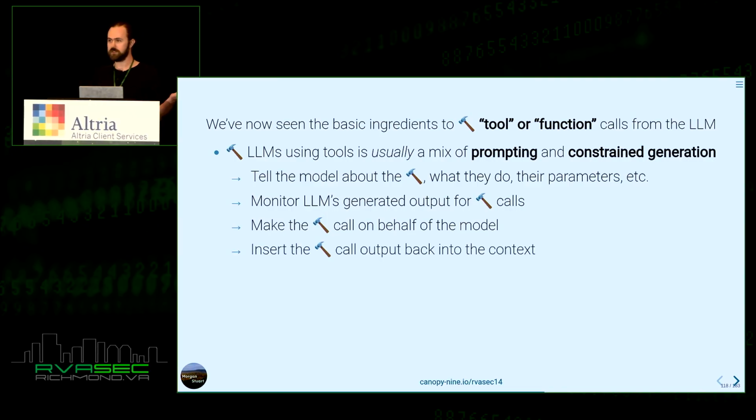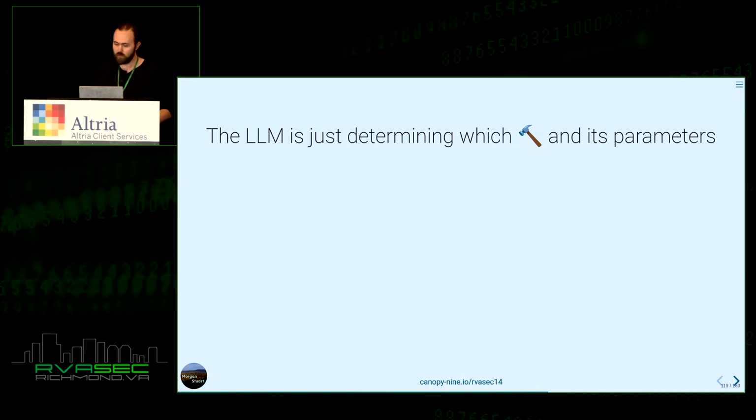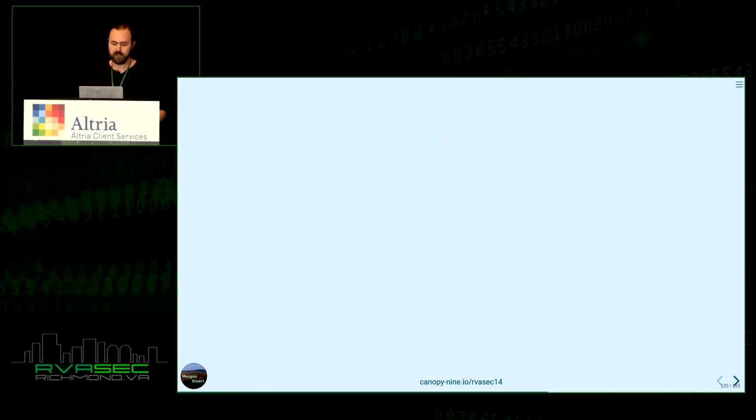Then we're going to take the output of that tool, think function in Python or an external process or something like that, and we're just going to put it back into the context and continue generating. That's really all it is. So the LLM itself is not really calling the tool. It's really just determining which tool and what parameters to pass it, and then the engine or the system that's managing and running the LLM is doing that calling.